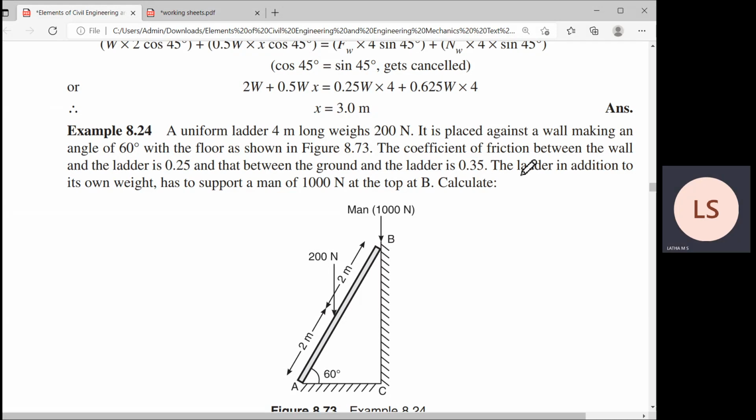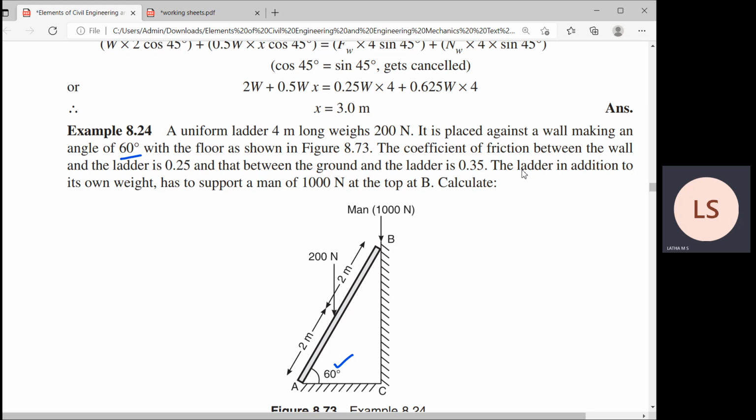Coming back once again, students, we learn about ladder friction, problem solving on ladder friction. A uniform ladder of 4 meter long, weighs 200 Newton. It is placed against a wall, making an angle of 60 degree with the floor as shown in the figure. You can see 60 degree here.